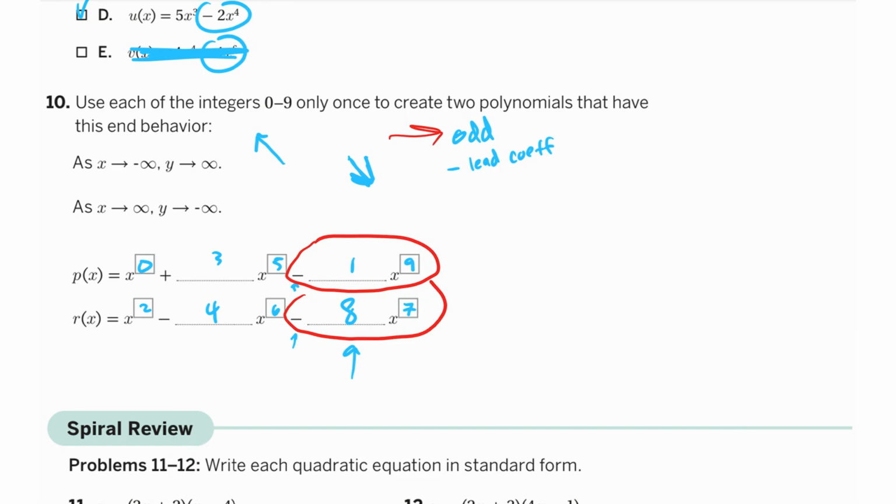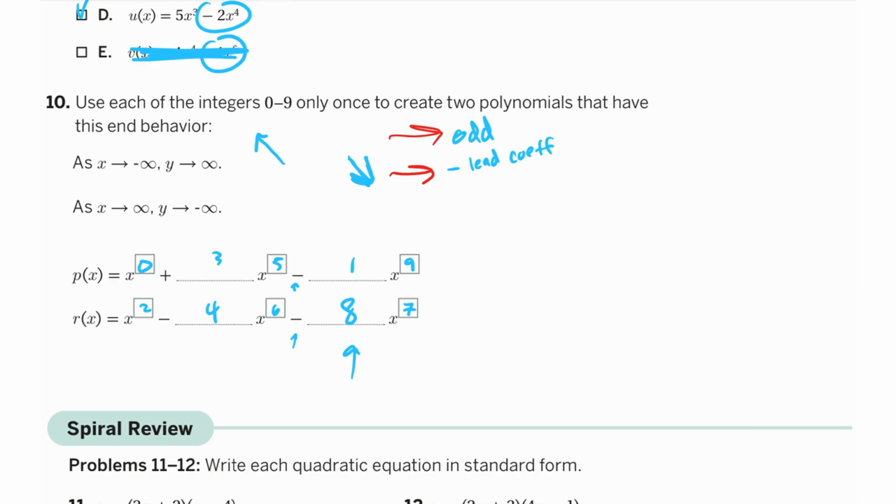Sorry about that, I was rushing through this. Again, I was looking for the highest exponent, making the leading coefficient negative, and then making sure that the exponent is an odd number. Now both of those should have the correct end behavior to match. There are lots of different possible answers. You're really just looking to make sure that the largest exponent is odd and that the leading coefficient is negative.